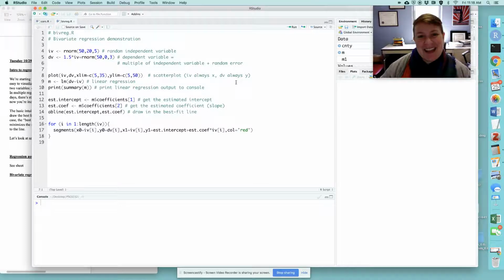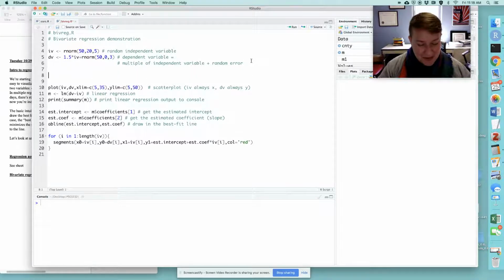Amazing. So again, I'm going to put a note in here just to say y equals mx plus b. My hope is that most people are familiar with that notation from high school. So y equals slope times x plus the intercept.